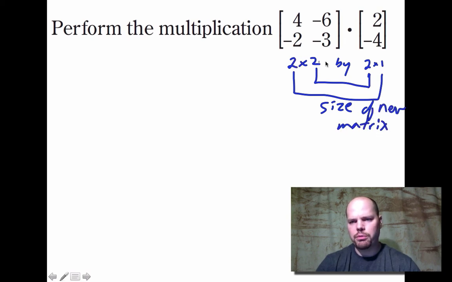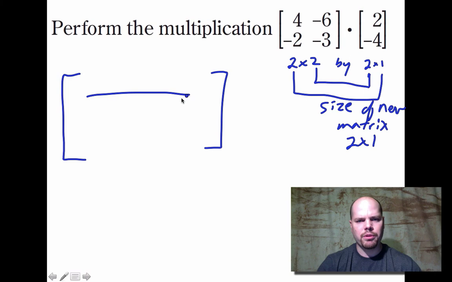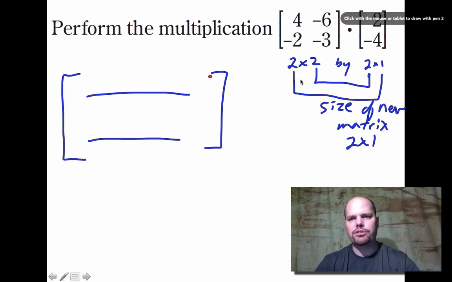So if you multiply a 2 by 2 by a 2 by 1, the result is going to be a 2 by 1. So if we multiply that, we're looking for a 2 by 1. There's going to be one entry here, one entry here. Now let me actually do that multiplication to show you, because it's going to take a little monkeying around to get the hang of that.